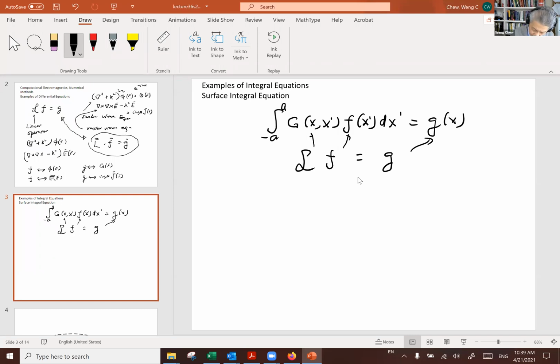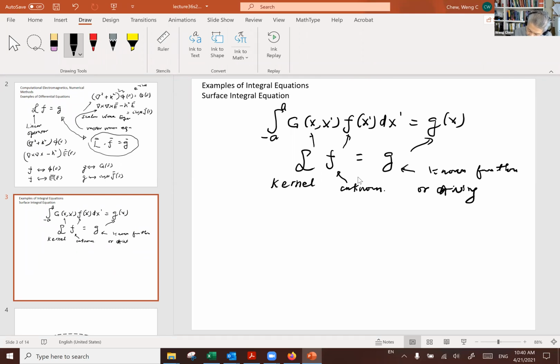Okay, and this Green's function is usually called a kernel in the language of the integral equation people, and the unknown to be solved for is actually f. Okay, and this is usually the known function, or if you look at it from matrix theory, it's the driving term of this equation.